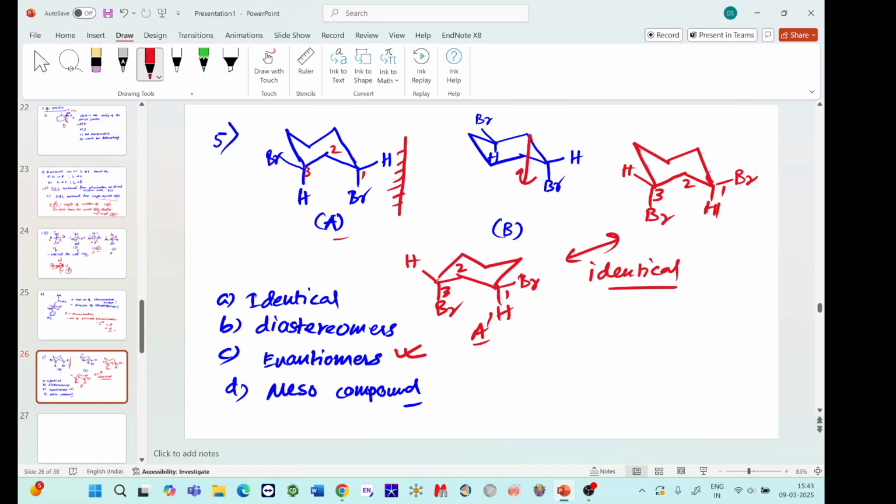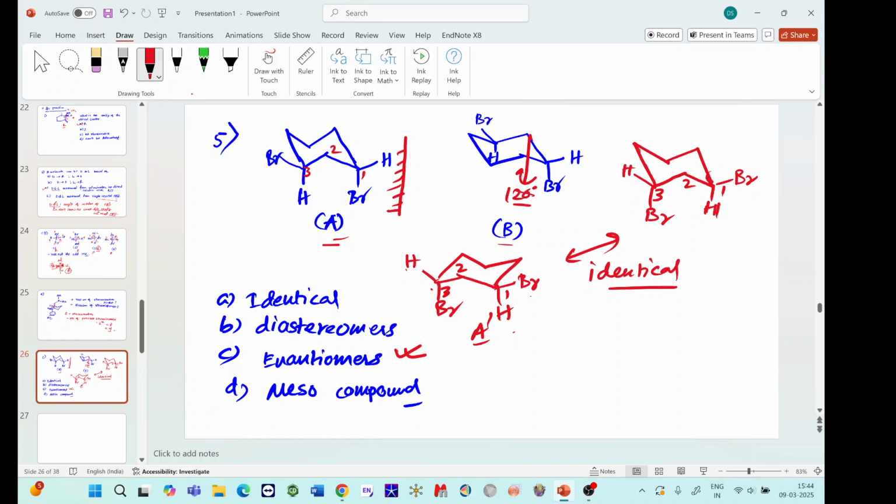Okay, first what I did, I drew the exact mirror image of A. Then you can see H, Br and the axial and equatorial positions. You can understand this part, the mirror image, right? And this compound that is given, B, I have rotated by almost 120 degrees.